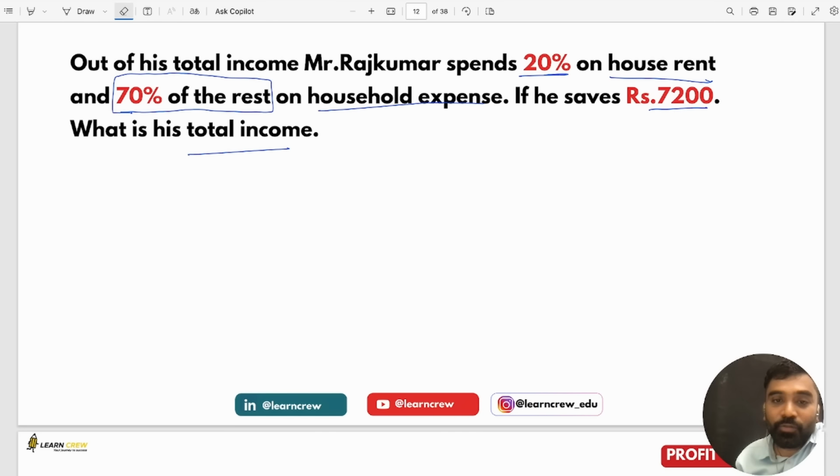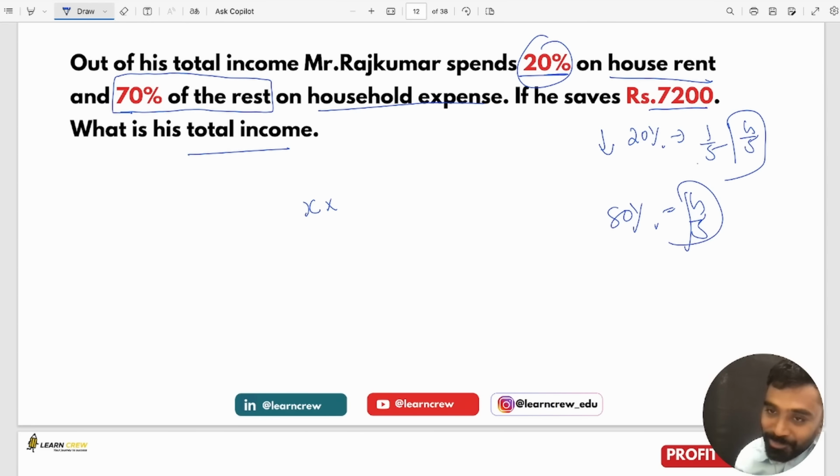If this is clear, now what will you do? I got some salary X. I spent 20%. What is remaining with you? 80%. What is the 20% value? 1 by 5. So you spent, meaning it depreciates, it becomes lesser. It becomes 4 by 5. What is this 4 by 5? Don't worry. 20% you spent, 80% is remaining. What is the 80% value? 4 by 5. Both are the same.